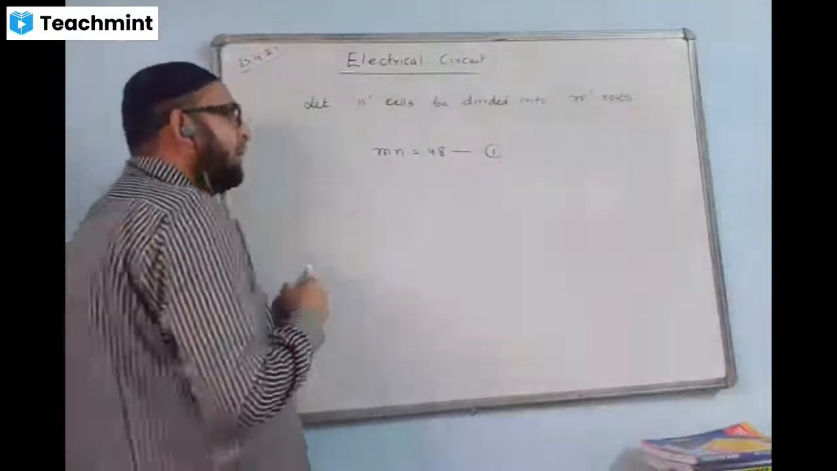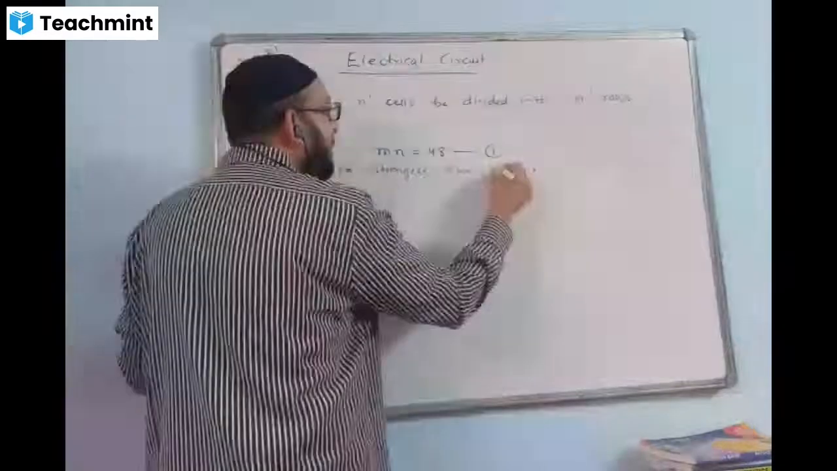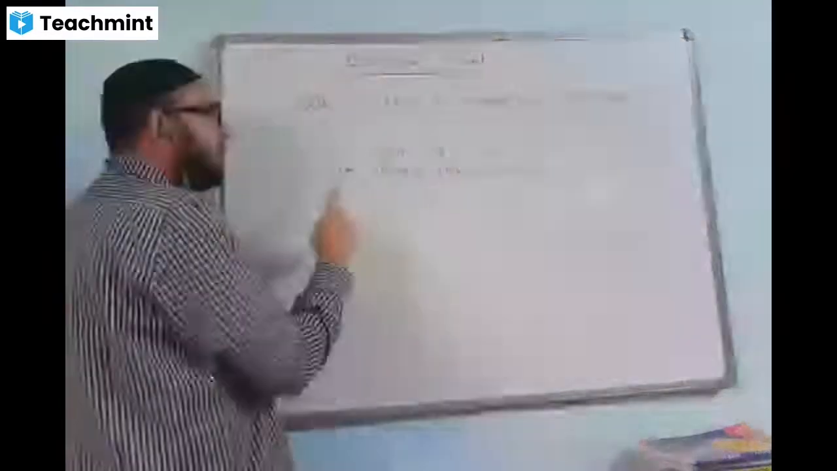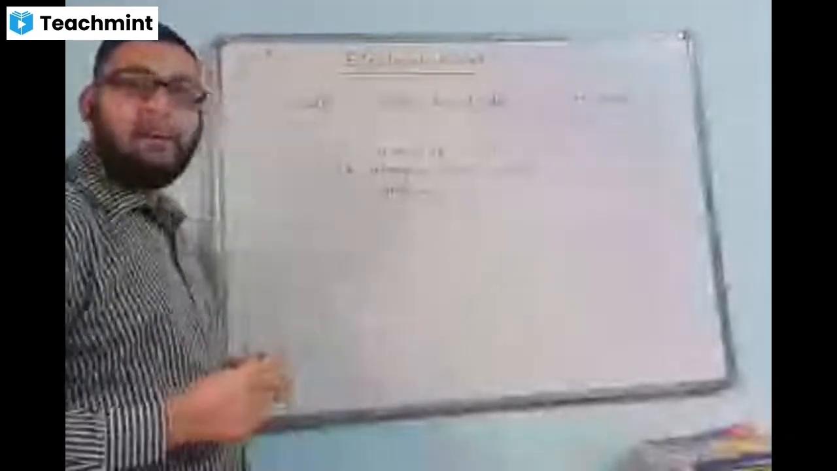Second equation, for strongest current, that is maximum current. If you can remember the condition, how and when we get the strongest possible current, we get R is equal to nr. Last time we had derived this condition. When R equal to nr, we get the strongest or the maximum current in the circuit. So now I'm using that fact.